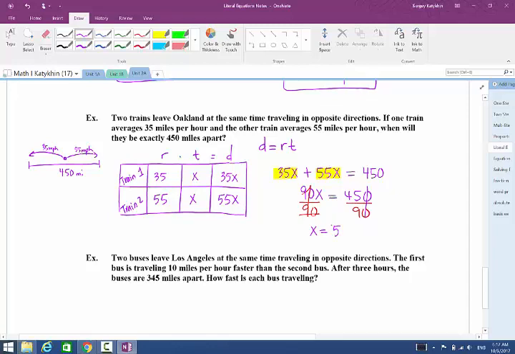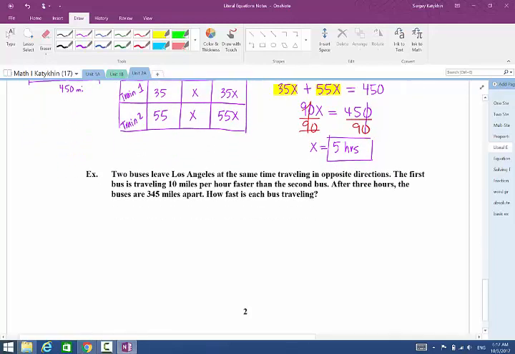Now remember what x is. X is time. So time is given in hours. So what this means is that both of those trains will be 450 miles apart in 5 hours. So in 5 hours, both of those trains will be 450 miles apart.